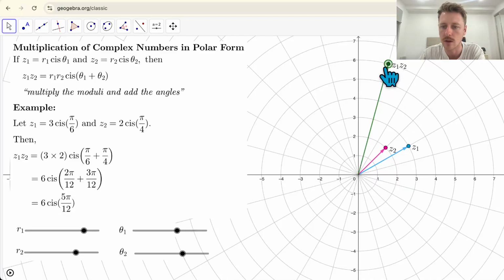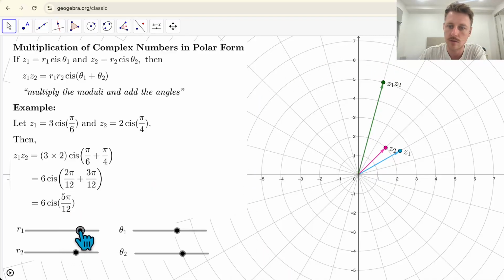So let's check that this green one is in fact correct. Pi on 12, 2 pi on 12, 3 pi on 12, 4 pi on 12, 5 pi on 12. So that does look pretty good. That's in the right spot. Okay, I should just mention that the answer is 6 cis 5 pi on 12, because it's on the 6th circle.